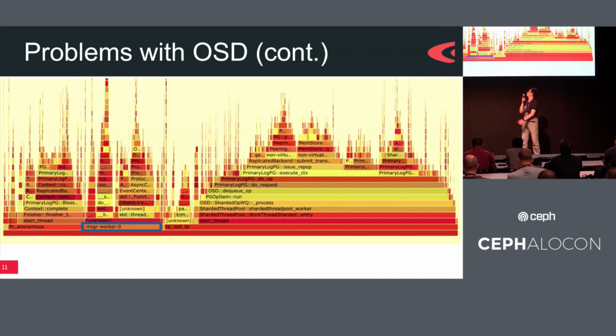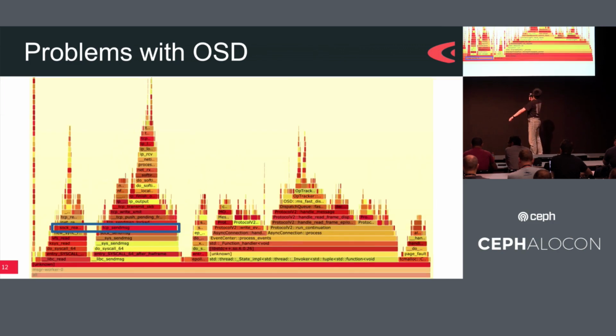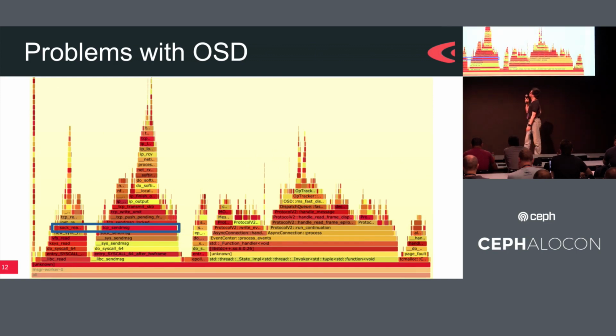This is a different one. Here, it's the messenger worker thread, which is responsible for talking to the kernel for grabbing the message from the wire and sending the message down to the wire. And it still takes a lot of time talking to the kernel for the traffic. Let's take a closer look at it. It uses a lot of time to call send message and receive message. This is a system call.